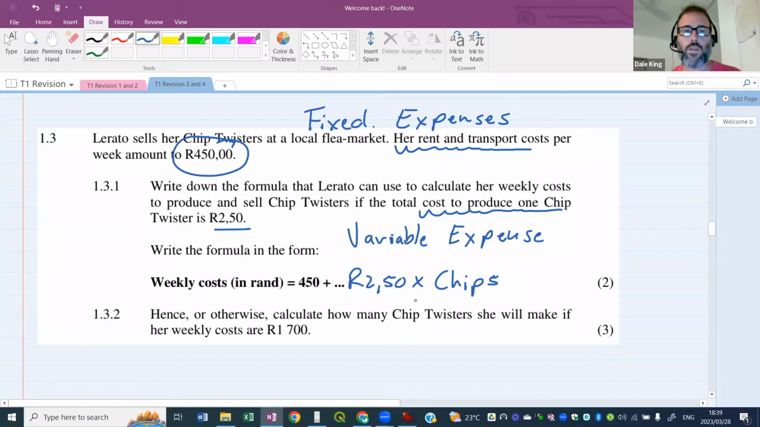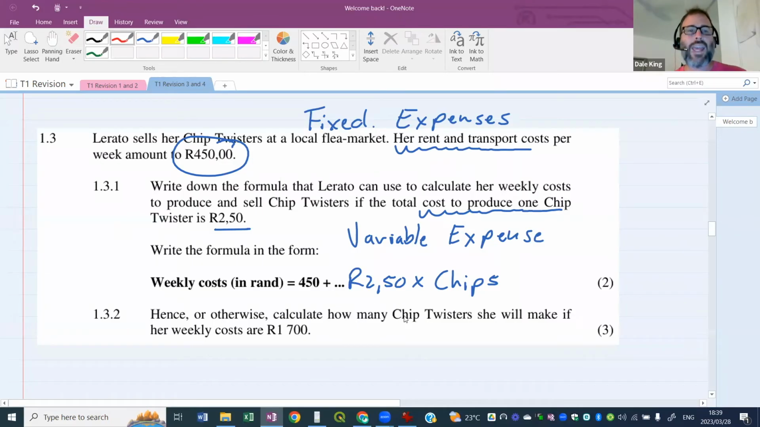So she can use this formula and determine what her weekly cost will be depending on, number one, her rent and the transport, which is fixed, and also depending on the number of chips she sells. Okay, so it's 250 for however many chips she sells. All right, now that we've done this, usually the follow-on question relates to this. So let's have a look.